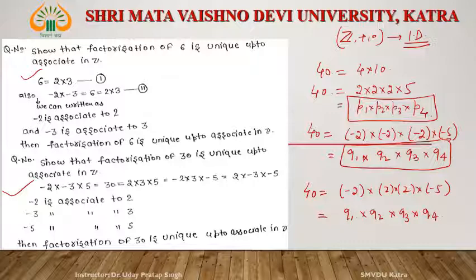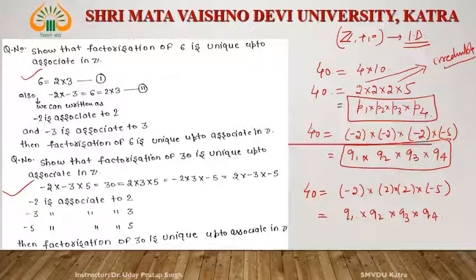See 2, 2, 2, 5. What is 2? 2 is a prime element in Z. So 2 is irreducible. Since we already discussed in our previous lecture, every prime element is irreducible. So 2 is prime, therefore it is irreducible. What is 5? 5 is prime, so 5 is also irreducible. So every element here is irreducible. First condition is okay.